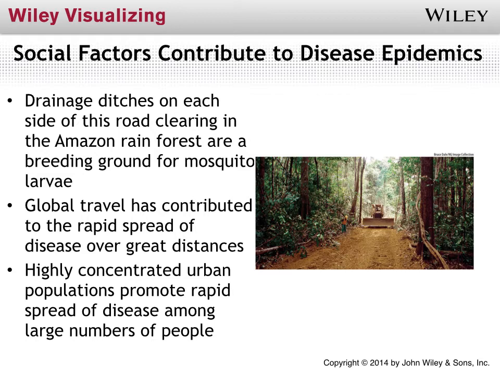So there are a variety of social factors, aside from what I was just talking about, that contribute to these epidemics of diseases. Things like drainage ditches on either side of the road in an area where forests are being cleared create better breeding ground for mosquito larvae. Again, they need standing water, not moving water, so any place that the water can pool up is going to provide better habitat for mosquitoes to breed. Also, with the advent of airplanes, now you can hop on a plane and be halfway around the world within a day, which allows for much greater spread of diseases.